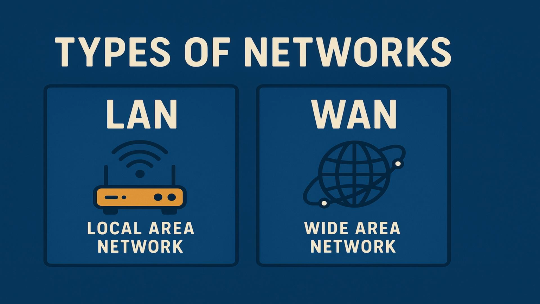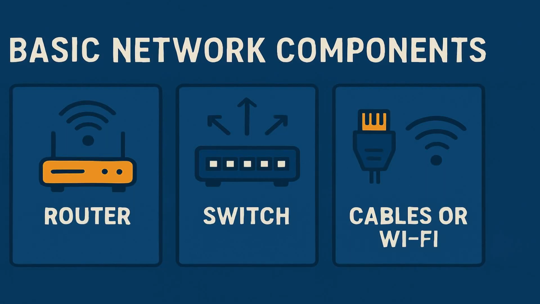of them all. Networks need a few basic components to work. These include routers, switches, and cables or wireless signals. Routers act like traffic managers, directing data where it needs to go. Switches connect devices within a LAN, and cables or Wi-Fi signals carry the data around.